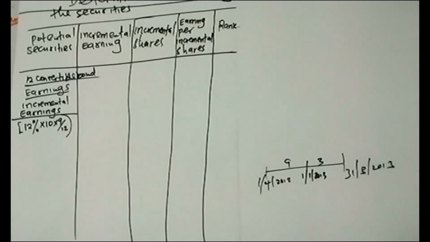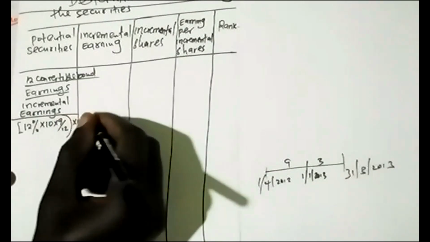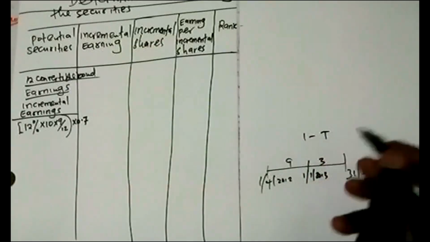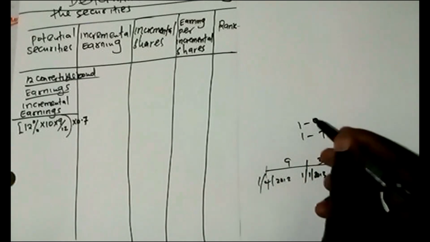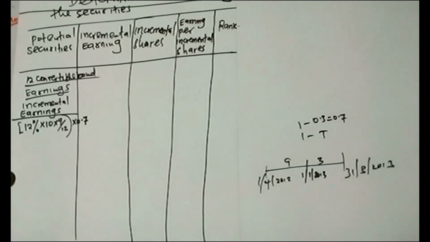Then, if the return from the security was interest, remember that under this security, it is converted to ordinary shares, so this interest can never be paid. This interest was never paid, so there was a saving which was made. That is why we need to apply a tax shield of 0.7 here, because this is 1 minus t. T you are given, t is tax, 1 minus 0.3, 0.7. So you apply only the 0.7 under the earnings.